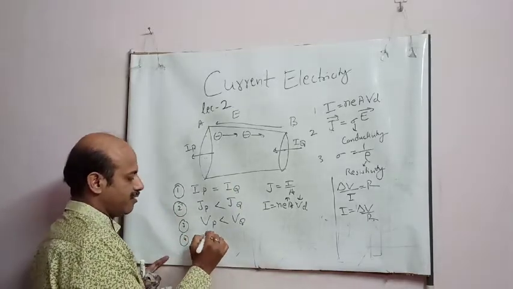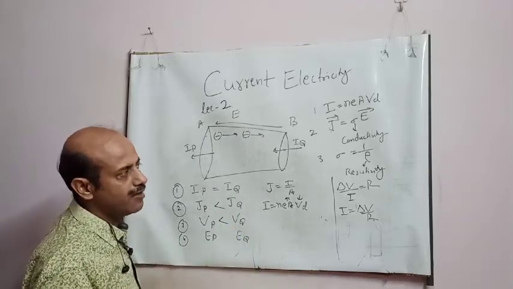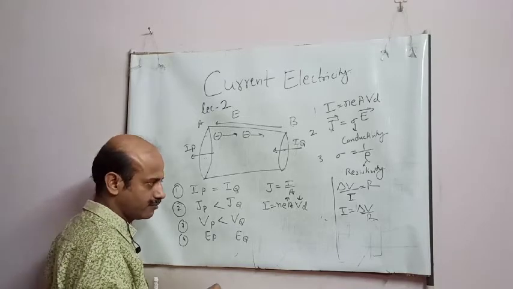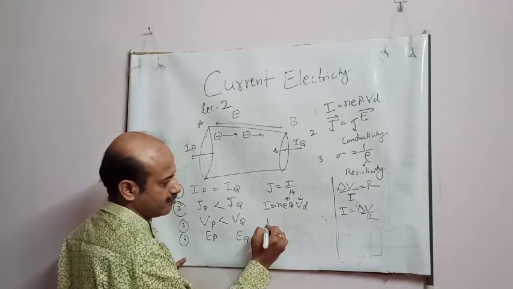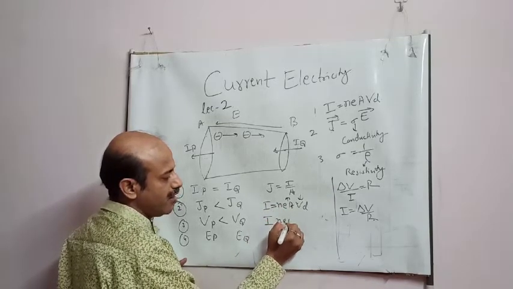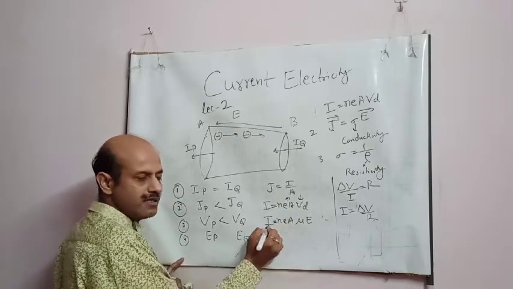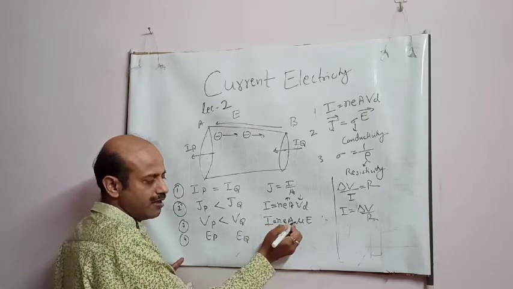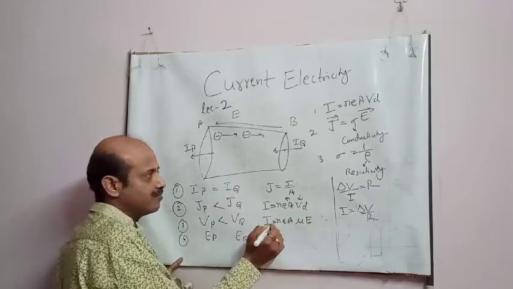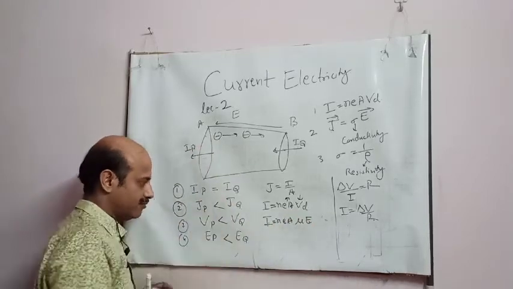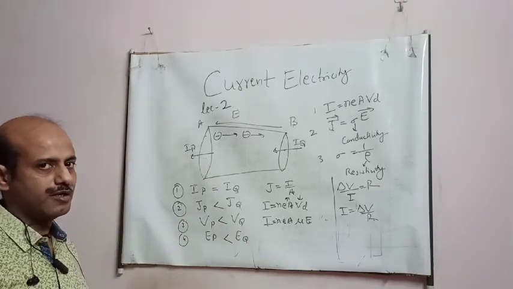Fourth, student, electric field. What about the electric field? For electric field we have the formula I is equal to NEAVD, and this VD is mu E. I is same, student. All these are constant. Now A is higher here, so electric field has to be less, then only the current will be same. So here the electric field is less. Like this, student, you can solve the different questions.